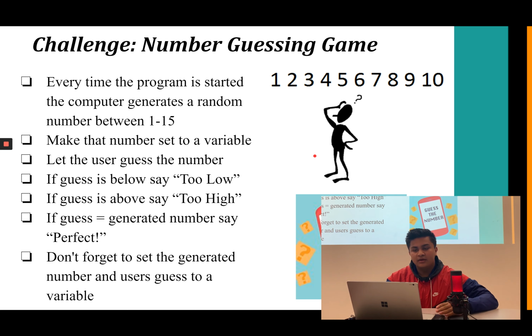So here is our number guessing game. This is another challenge. What we're doing here is every time the program is started, the computer generates a random number between 1 and 15, and we make sure the number is set to a variable. We let the user guess the number. If the guess is below, we say too low. If the guess is too high, we say too high. If the guess is correct, we say perfect. And don't forget to set the generated number and user's guess to a variable.